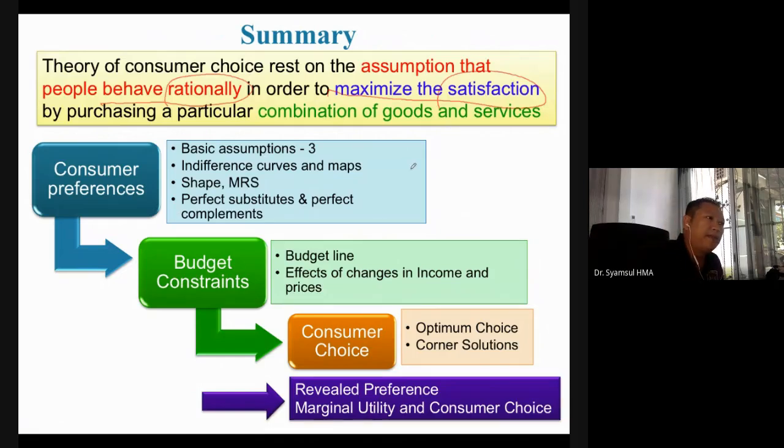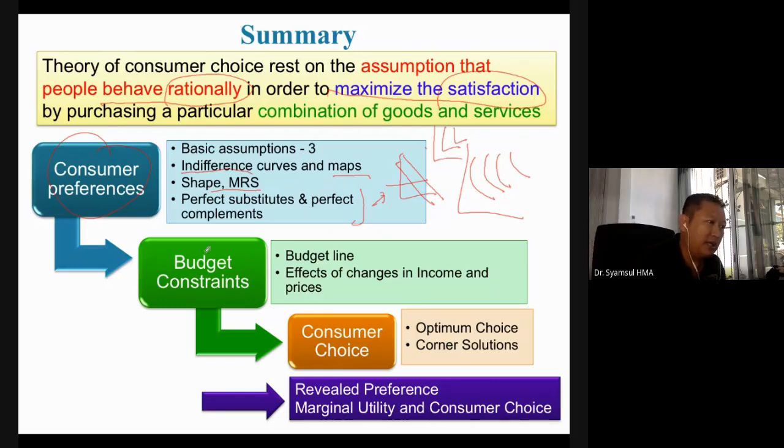So here, basic assumption 3. In consumer preferences, you have the indifference curve and its map. The shape, the MRS, the perfect substitution like this, or perfect complement. So this is the shape.